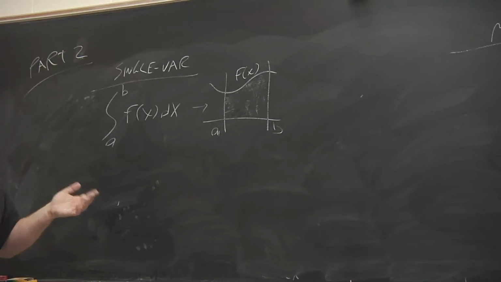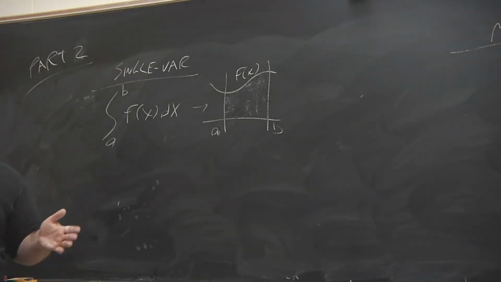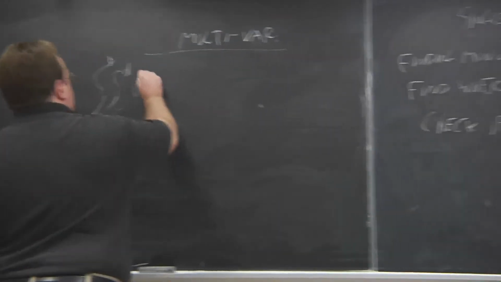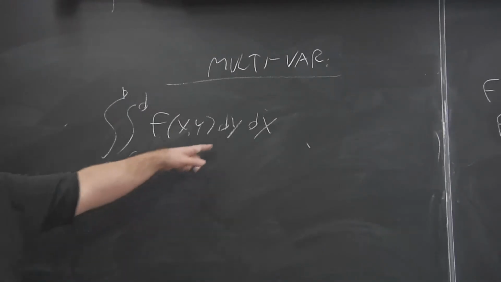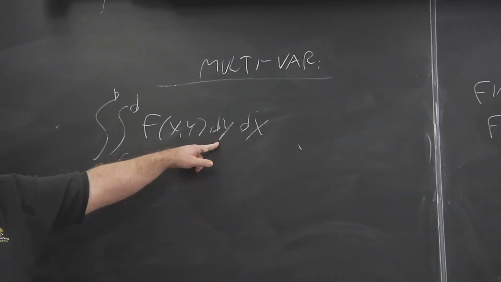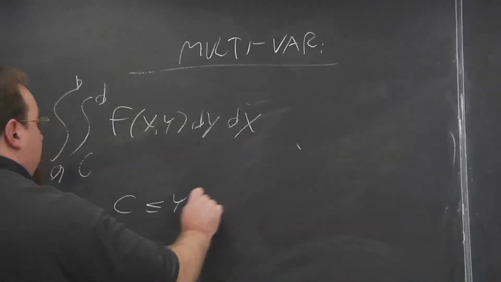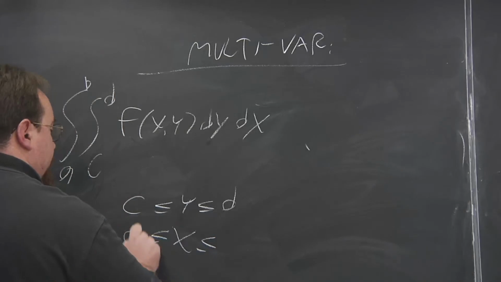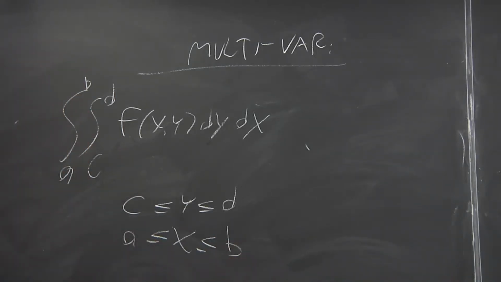Now multivariable, similar idea, but if you're working with a function of two variables, now you're going to get volume. So for instance, we can compute what's called a double integral. Now, because I've written the dy first, it's the innermost infinitesimal here. We actually have y ranging between c and d, and x ranging between a and b. And what is this integral actually giving you?